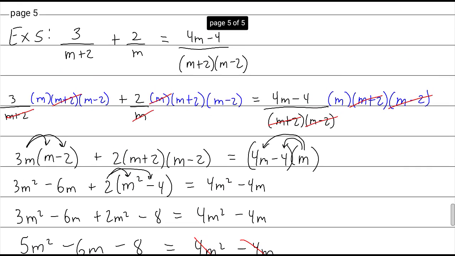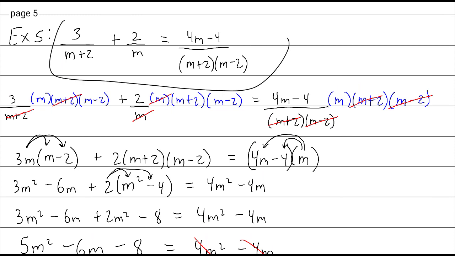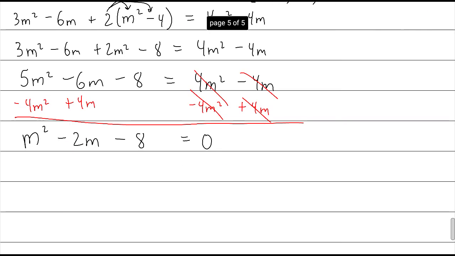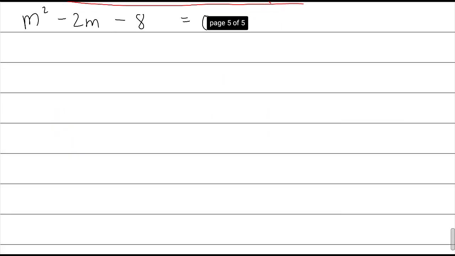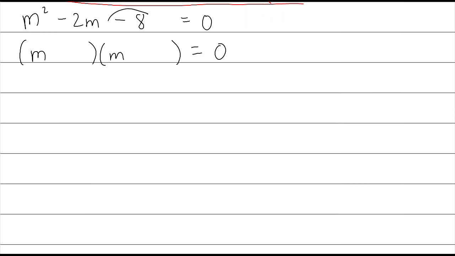It looked ugly, right? This is our equation. Now we're dealing with a quadratic, which we have experience solving. Factor it, or use the quadratic formula, or whatever you prefer. Two numbers that multiply together to give me negative 8 but add up to negative 2 would be negative 4 and positive 2.